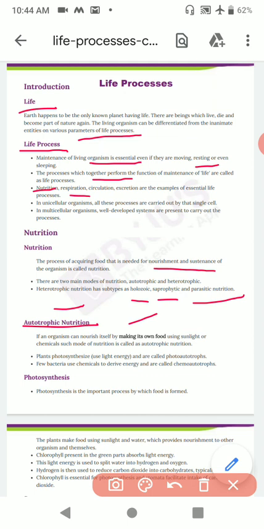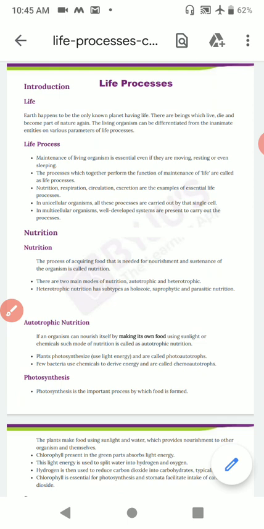Now the next one is photosynthesis. What is photosynthesis? This is the process by which the autotrophs synthesize their food using inorganic substances, CO2 and H2O, in the presence of sunlight and the green pigment present in the leaves of the plants, chlorophyll. They synthesize organic food, that is glucose, from the inorganic substances and liberate oxygen also. Photosynthesis is the important process by which food is formed. The plants make food using sunlight and water, which provides nourishment to other organisms and themselves.